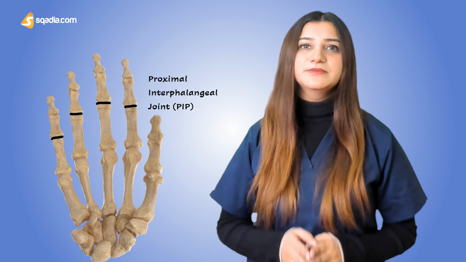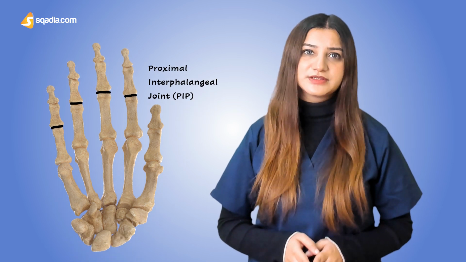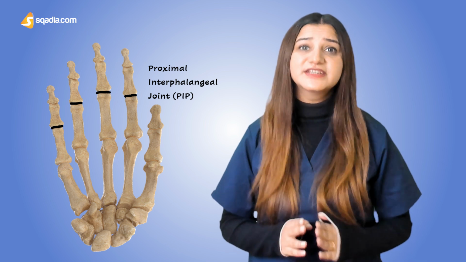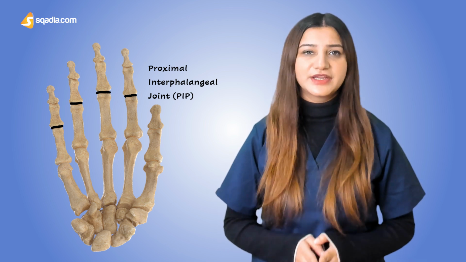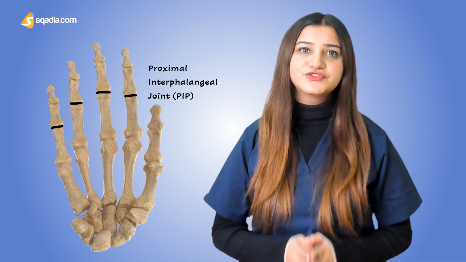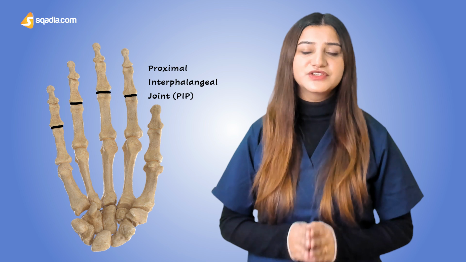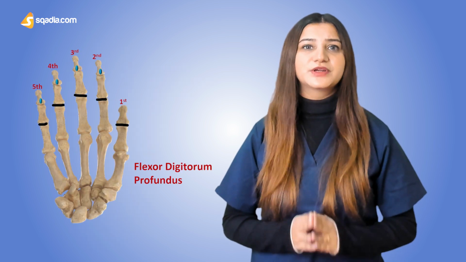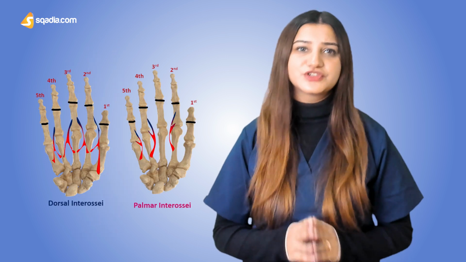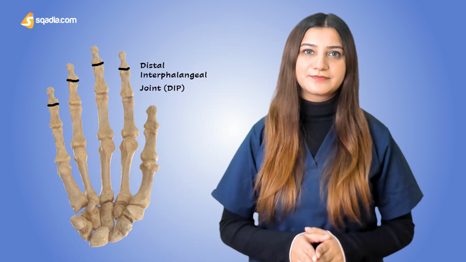Then after the MCP joint, we have the PIP joint. Only flexion and extension are possible here. As I told you, it's a hinge variety of synovial joint. The muscles involved in the movement of this joint are: in flexion we have flexor digitorum profundus, in extension we have lumbricals and interossei.